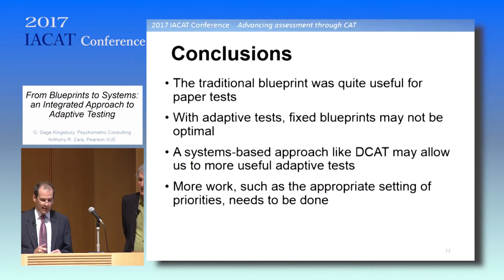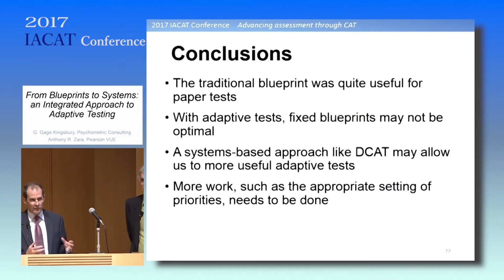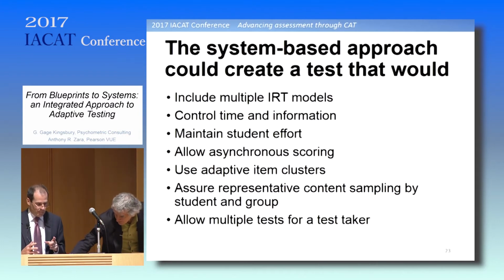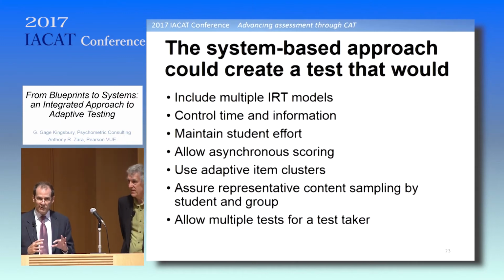A systems approach like DCAT, I think, will allow a more considered approach to the constraints required for operational adaptive test programs. And as Gage said, we're throwing this out as a thought experiment, an idea for all of you smart people to think about if you're interested, and provide input and work towards making it a reality. Because it seems to me, again, in a lot of the research that we talk about, operational testing programs oftentimes get less attention than the theoretical problems of the system.